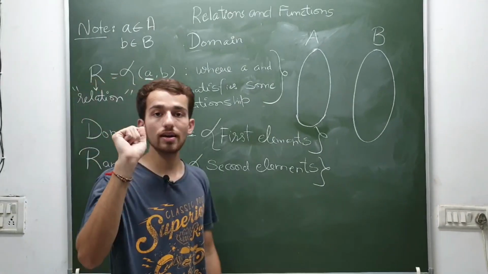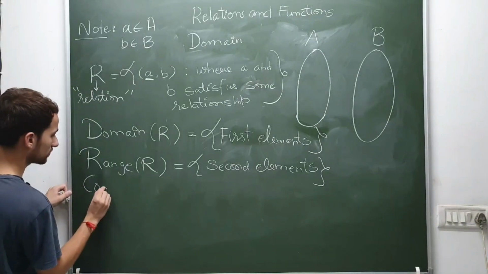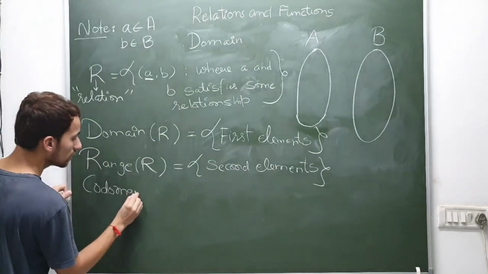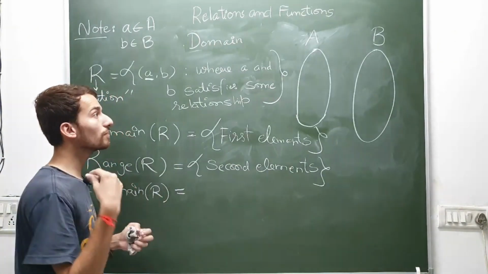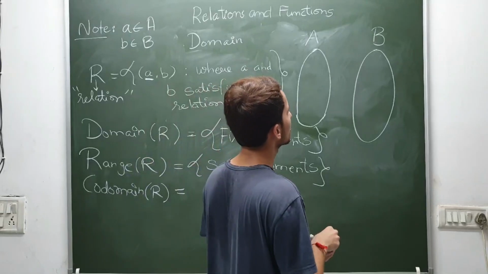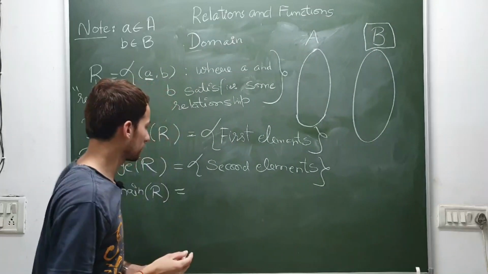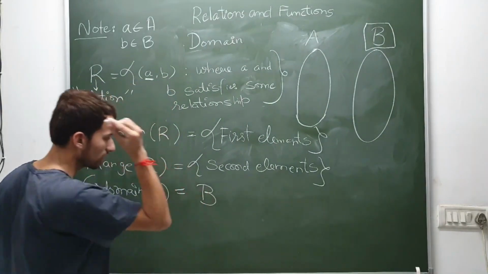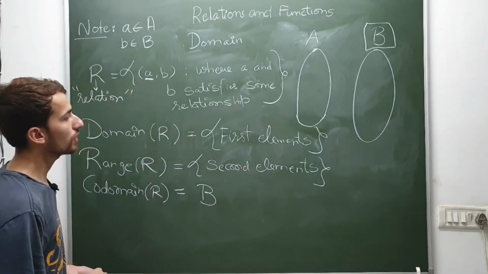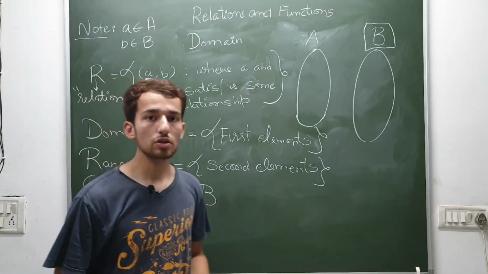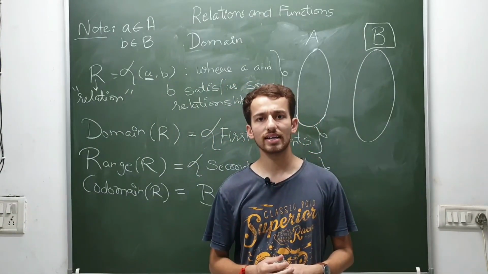And now the third outline which we wanted to understand was the codomain. What is the codomain? The codomain, again of the relation R, is completely the second set, this one. So the whole set B is called the codomain of the relation R. Fine. So we have understood all three outlines, and now let's take an example to get good clarity.